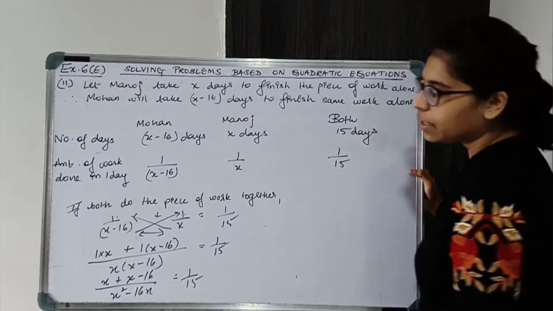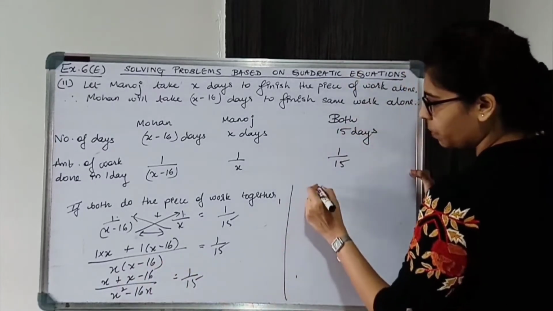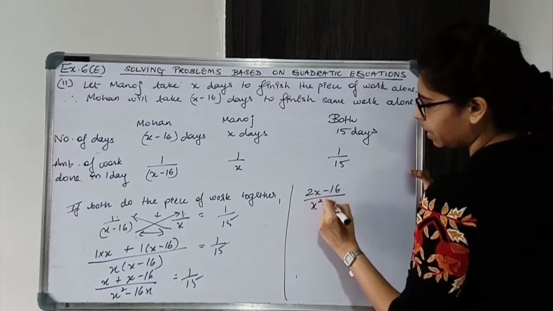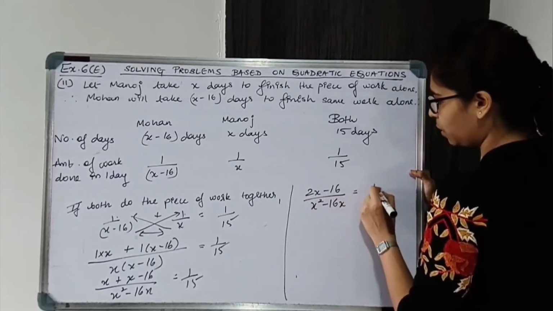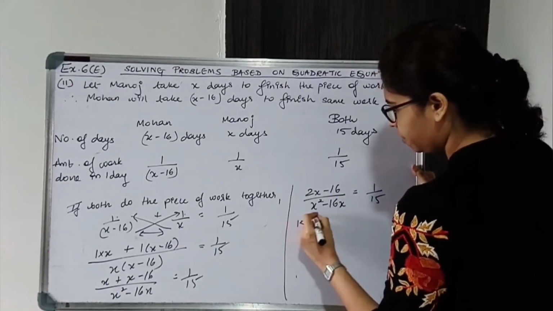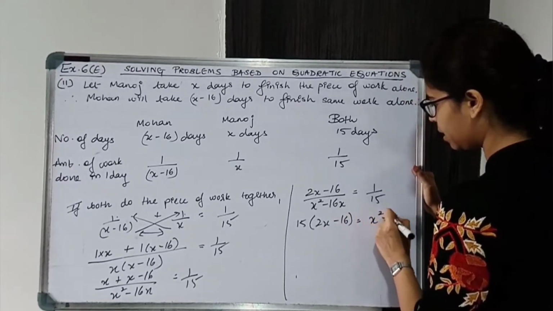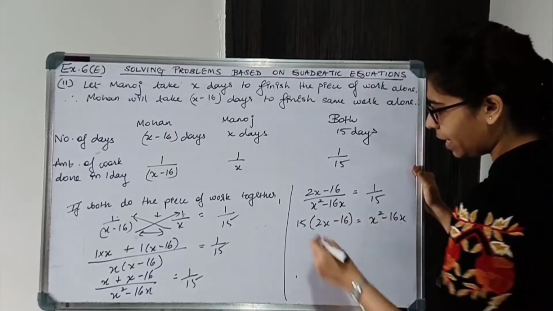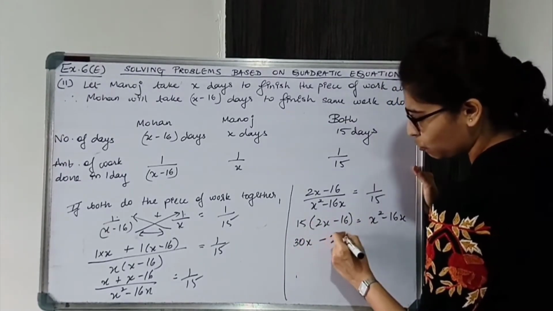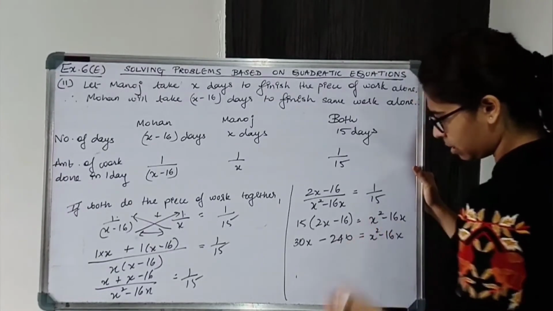Now we can cross multiply, but before that let us add this. So we'll get 2x minus 16 upon x square minus 16x is equal to 1 upon 15. Now cross multiply. So 15 into 2x minus 16 is equal to x square minus 16x. So we'll get 15 2s are 30x, 15 into 16 gives 240, is equal to x square minus 16x.